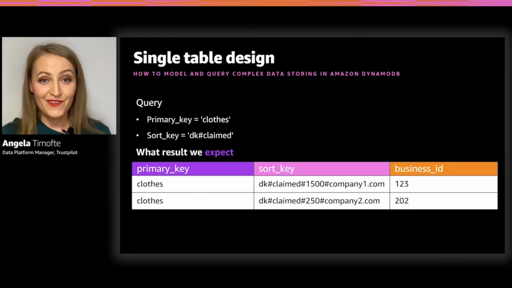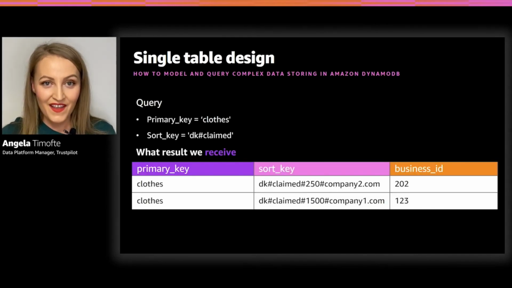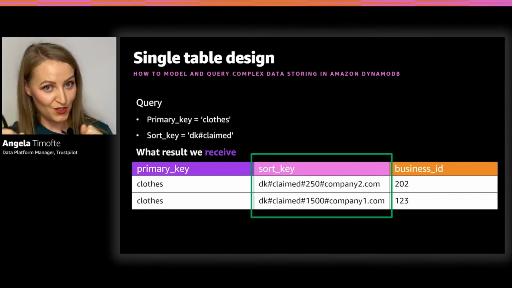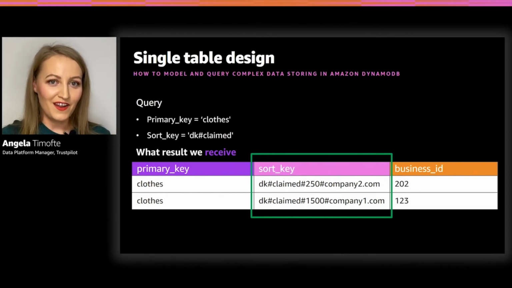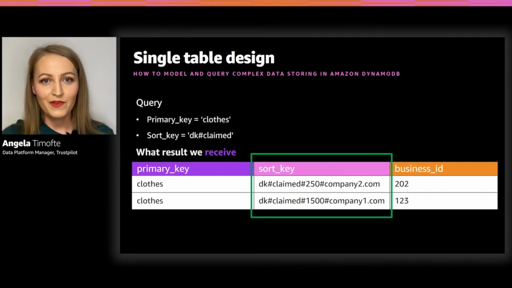But in reality, that's not what we are receiving. In reality, we actually get company 2 as the first item and company 1 as the second. And that's because we are using a sort key which is a string, and in that string we are trying to order numbers. So in our case here, the number 1 from 1,500 will be compared to the number 2 from 250. And that's why we get this order.